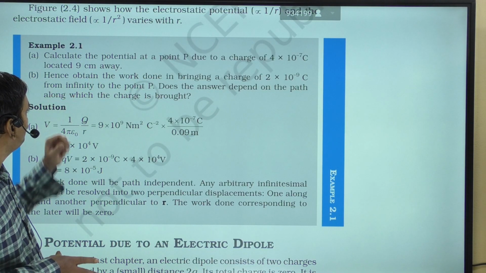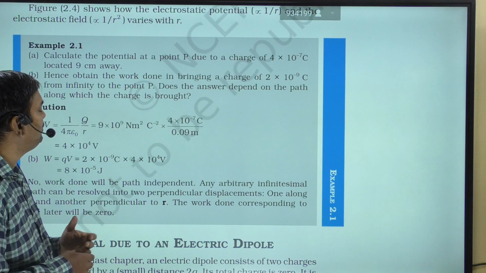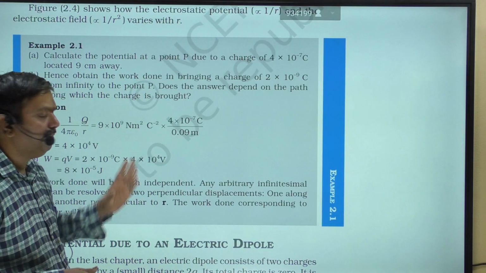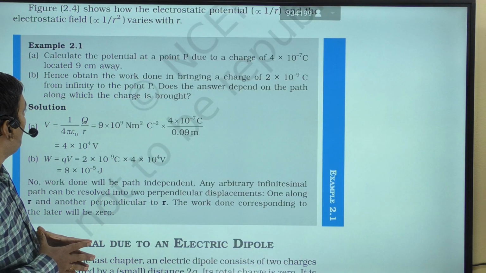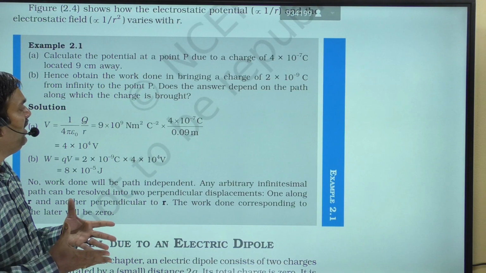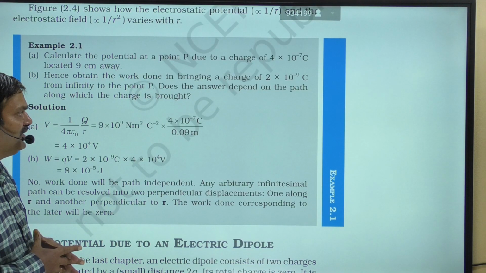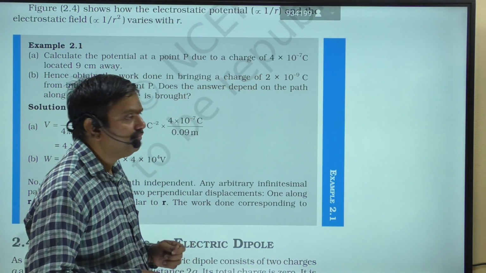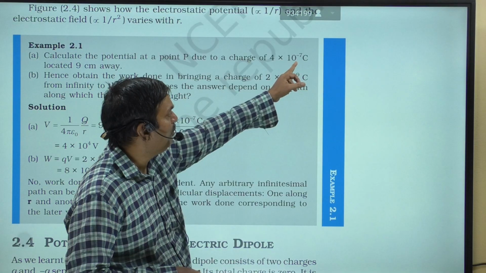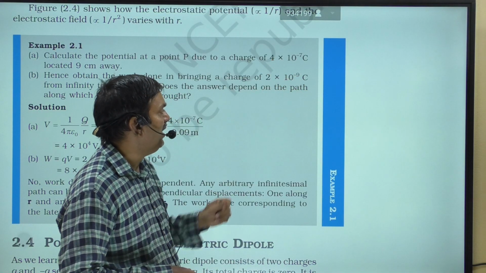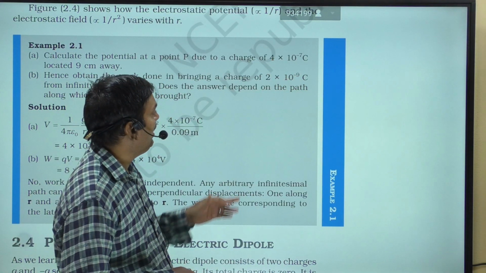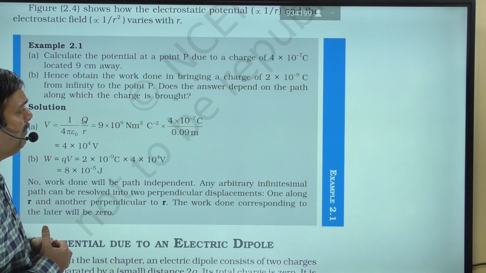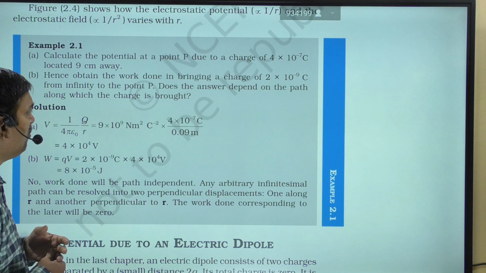Not only that, we are also asked to obtain the work done in bringing a charge of 2 into 10 power minus 9 coulomb from infinity to the point P. So what is the work done in bringing this charge? Anyway, the source charge is 4 into 10 power minus 7, which is 0.4 micro.